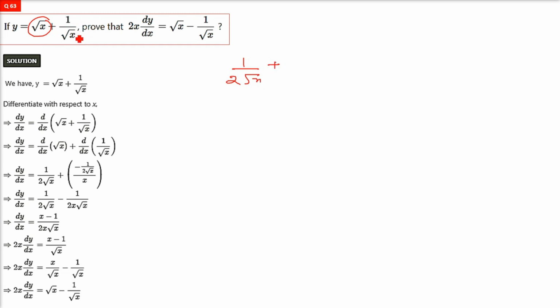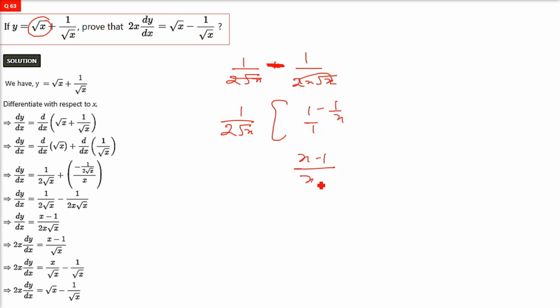Let us differentiate. Root x is 1 by twice of root x, and 1 by root x I just told you in one of the previous questions. It is minus 1 by 2x root x, right? So 1 by 2 root x we can take common, you get 1 minus 1 by x. So 1 minus 1 by x is x minus 1 by x. And then we have 1 by twice of under root x. Alright? So this is dy by dx.